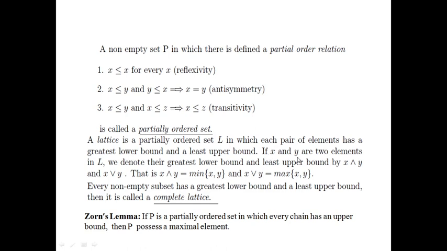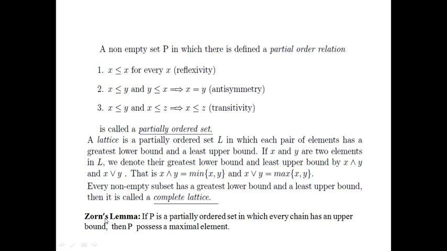For example, x and y are two elements in the lattice L. We denote the greatest lower bound, GLB, as x meet y, which is the minimum of x and y. Similarly, the least upper bound, LUB, is denoted by x join y, which is the maximum of x and y. If every non-empty subset has a greatest lower bound and a least upper bound, then the lattice is called a complete lattice.